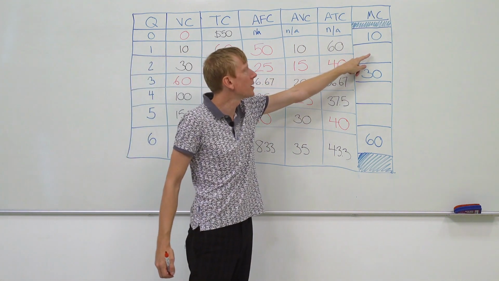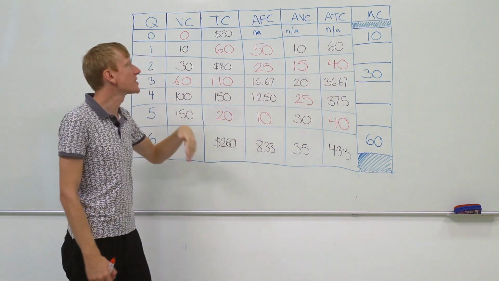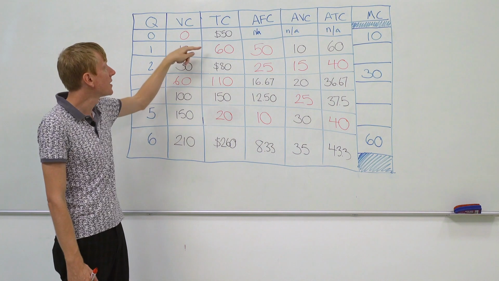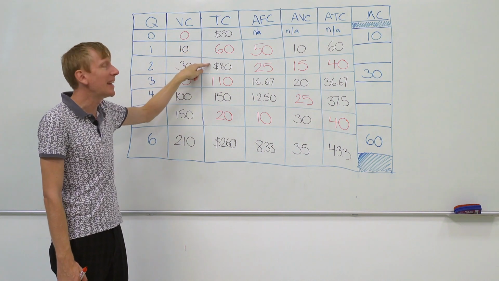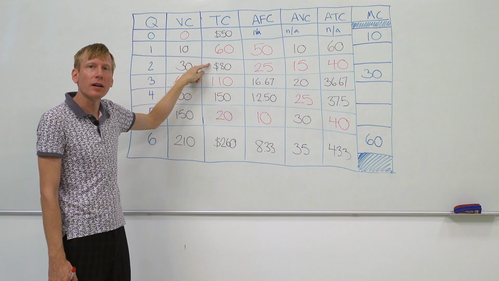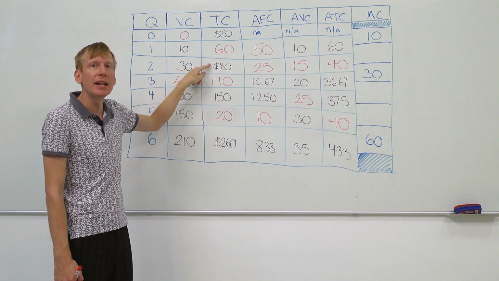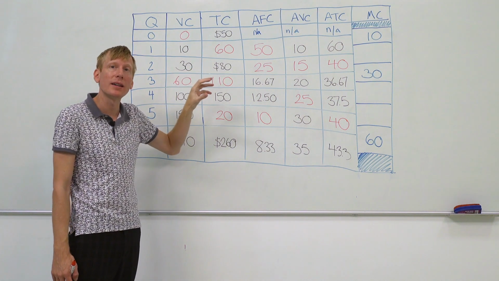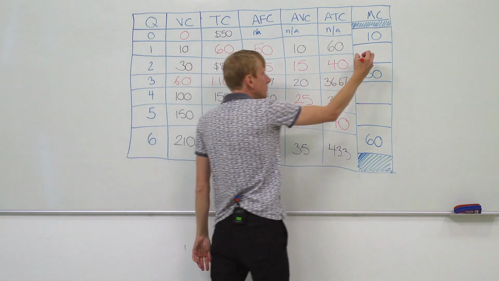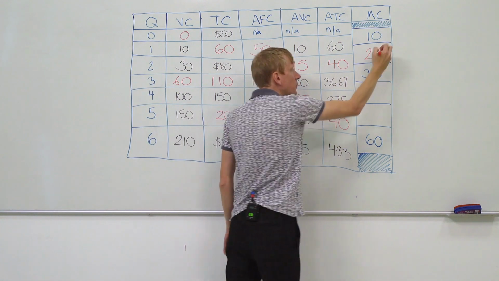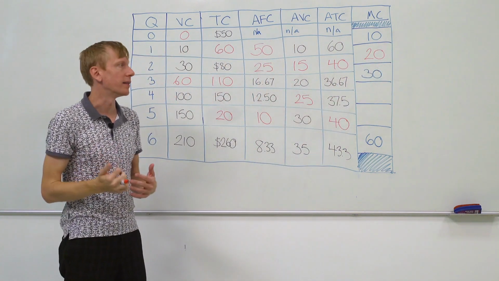Producing the second unit of output requires us to increase our total cost from 60 to 80. So that marginal cost would be 20, just 80 minus 60, since the change in quantity is 1. We can fill in that blank with a 20.